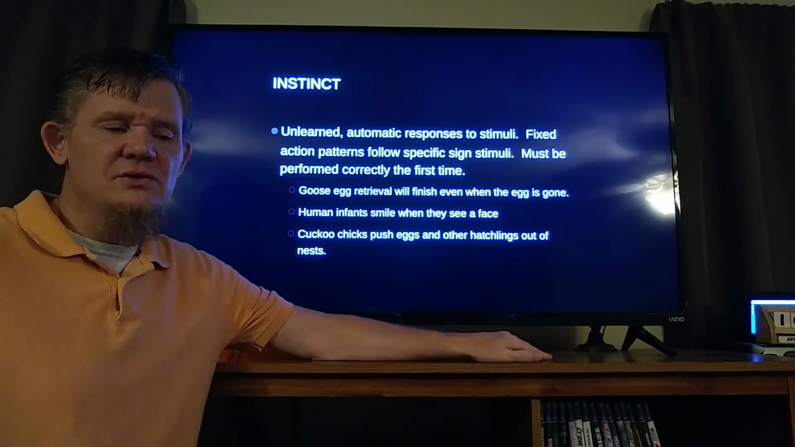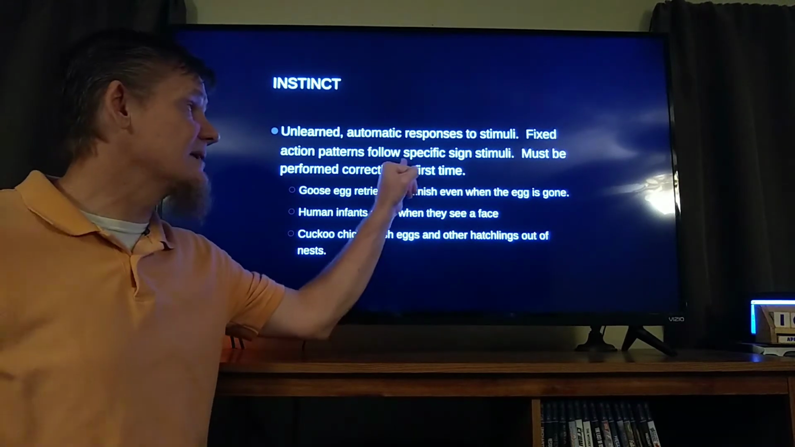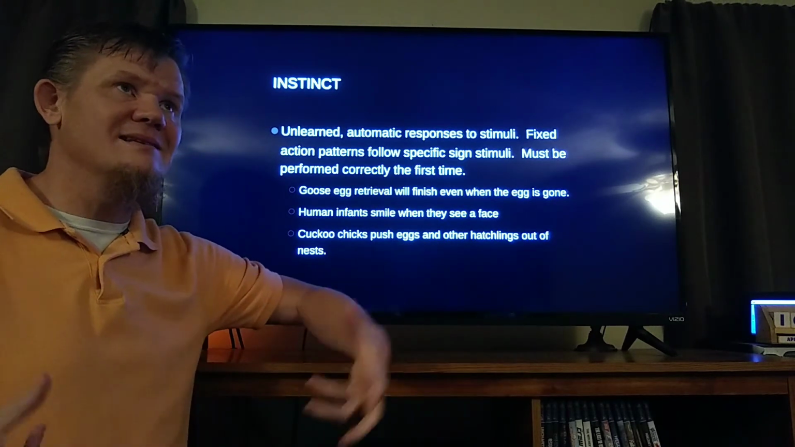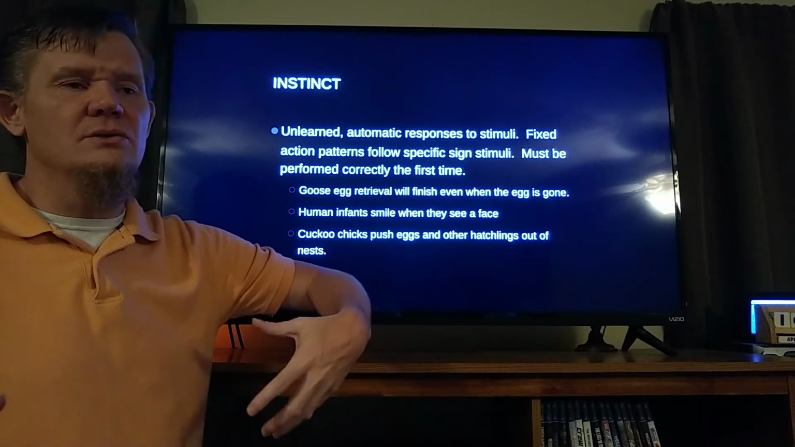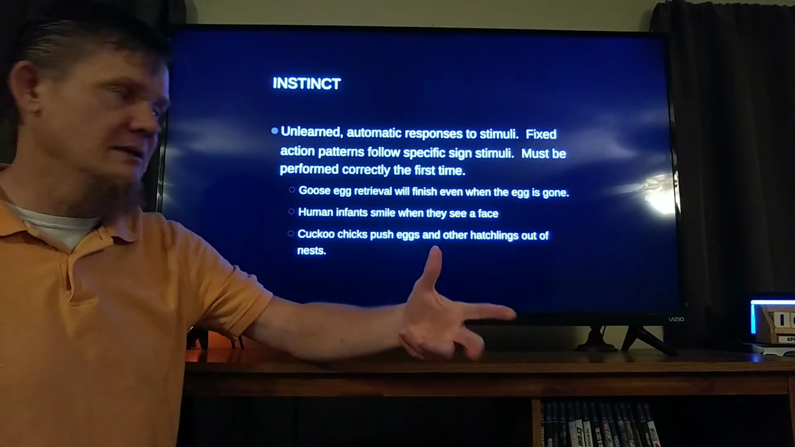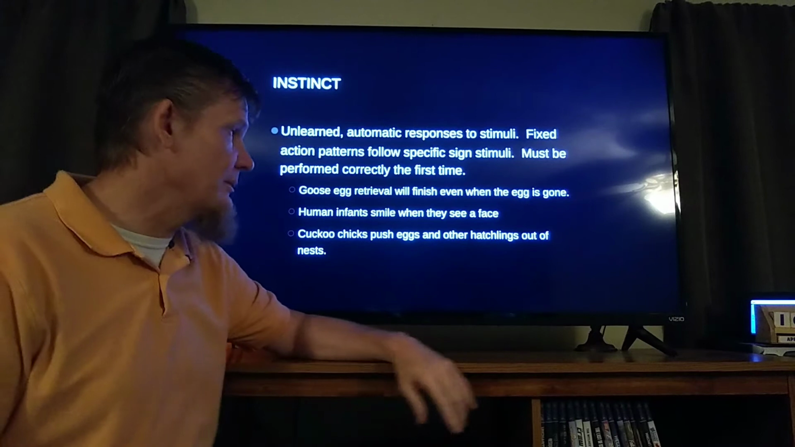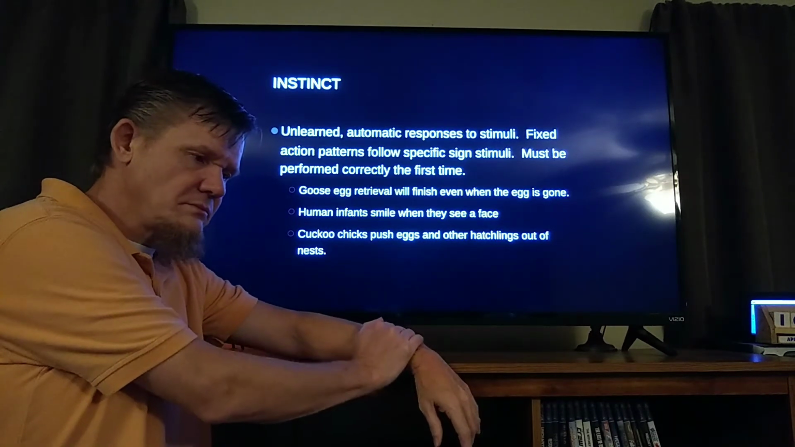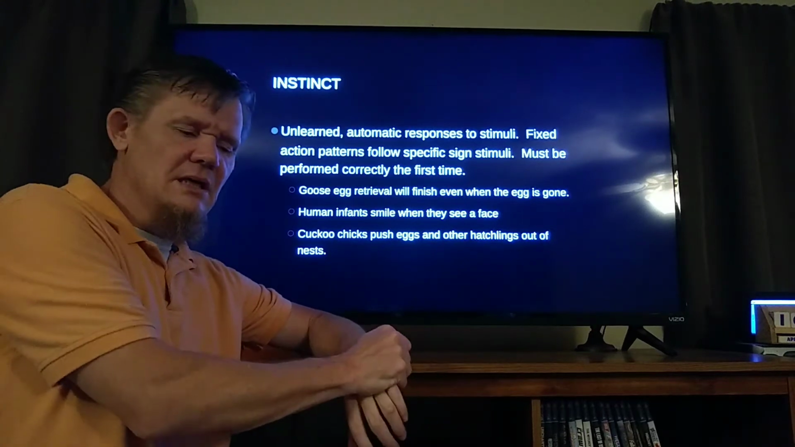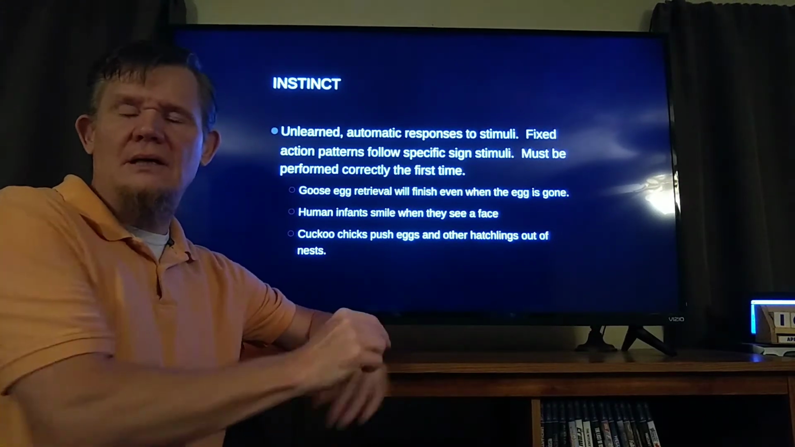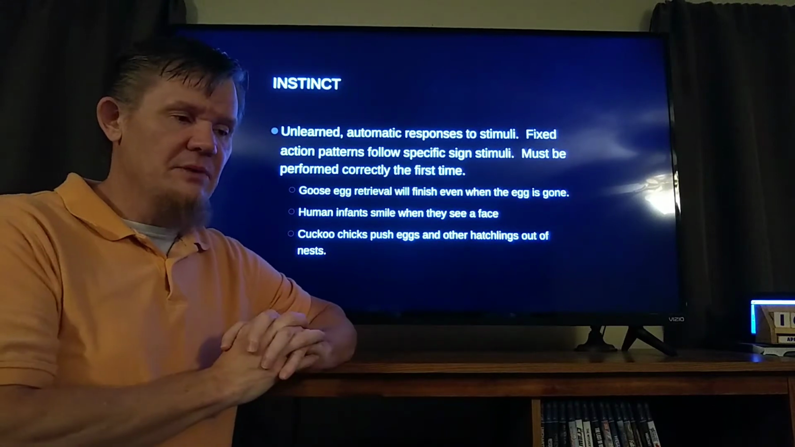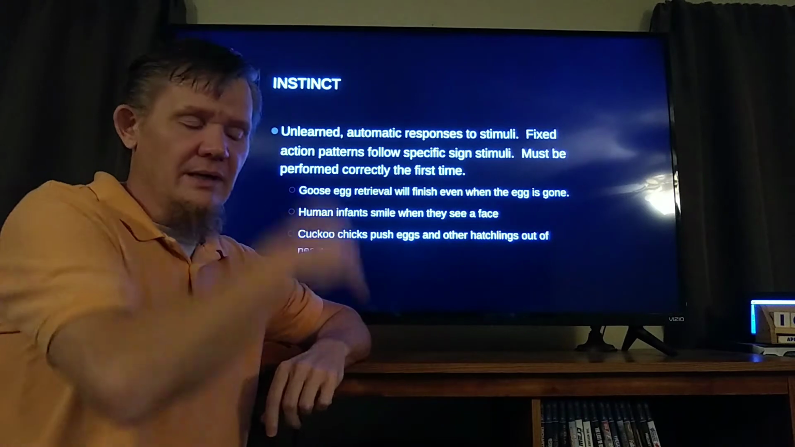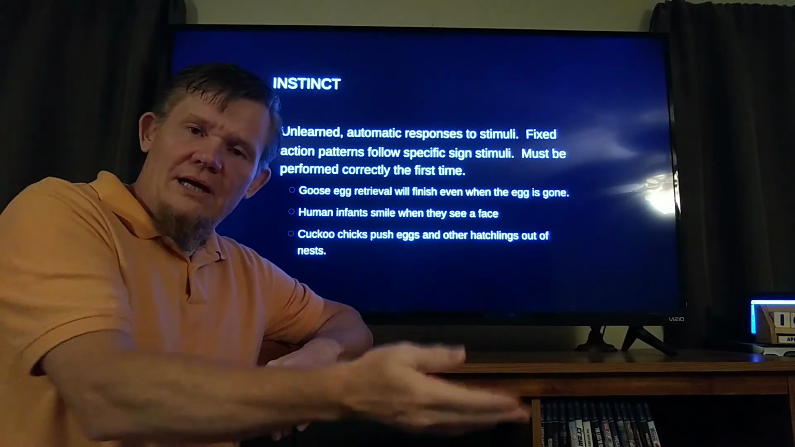All right. Fixed action patterns usually follow specific sign stimuli. A sign stimulus is the thing that causes the instinctual behavior to happen and that makes it occur. A good example is goose egg retrieval. I've got a picture coming up in just a second. Interesting thing about geese. Geese and most waterfowl nest on the ground. And because they nest on the ground, eggs can roll out of the nest and not break. Like if it was in a tree, it'd break. An egg can roll out of the nest.